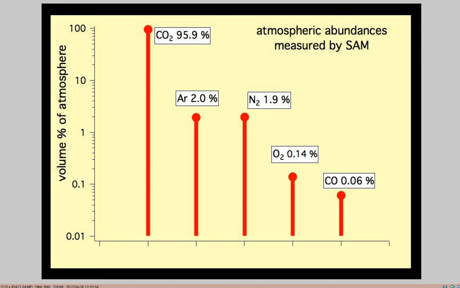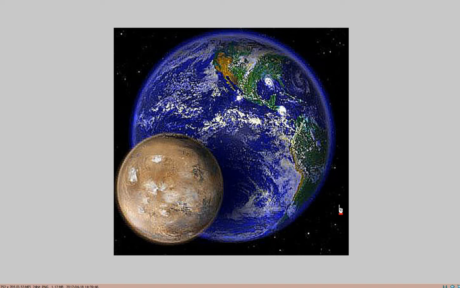Here is the atmosphere of Mars, almost all CO2, so they must have a real global warming problem there. But not really. Mars is a little farther away from the sun. It's a lot smaller, so if you're planning on moving to Mars, I don't know. It really doesn't look like the place you'd want to be if you compare it to the way Earth looks.